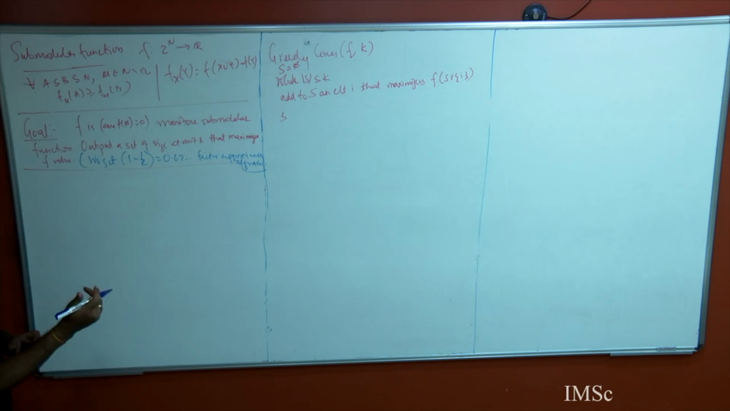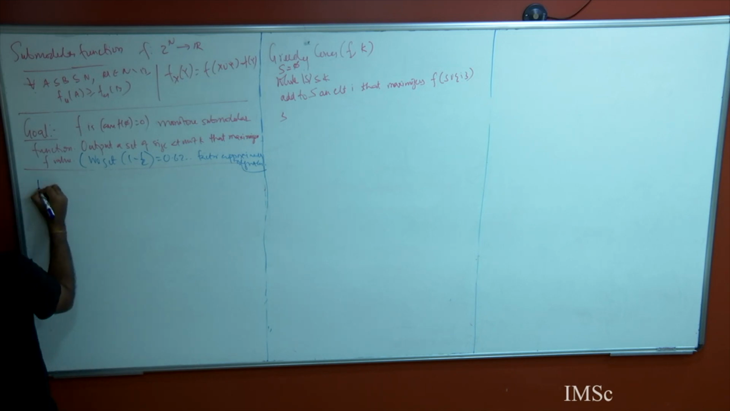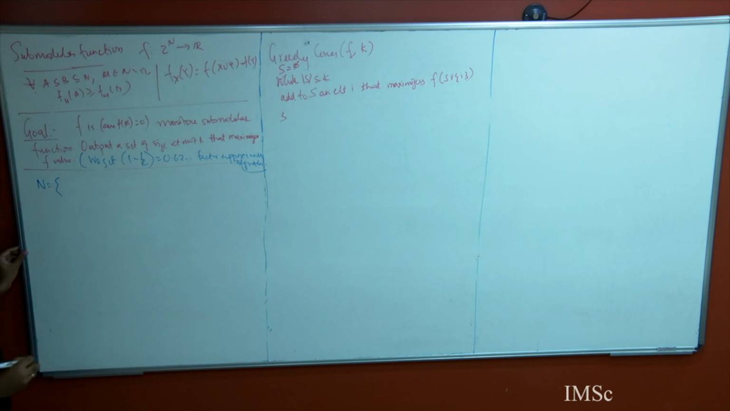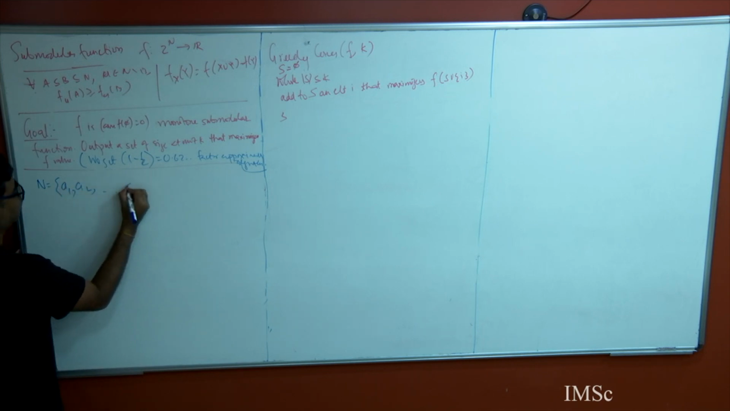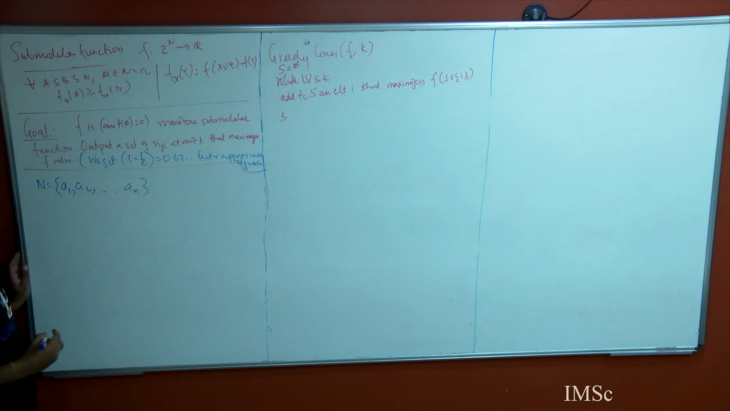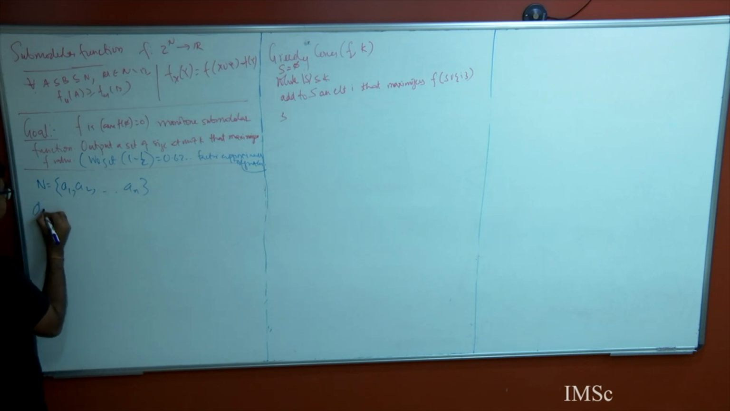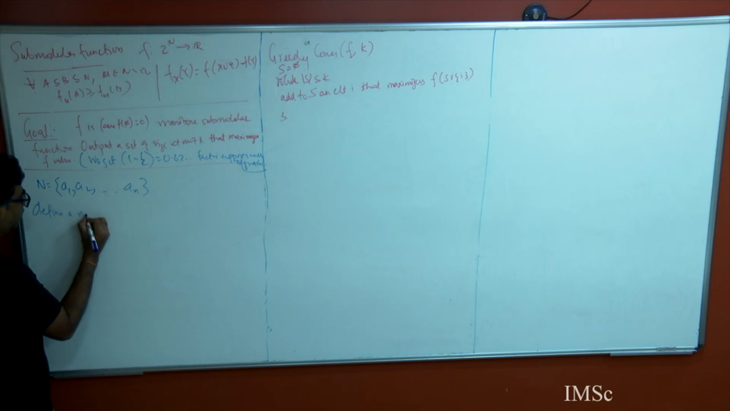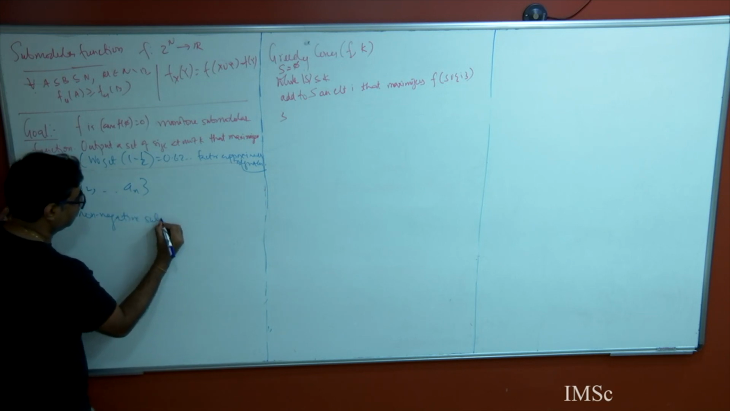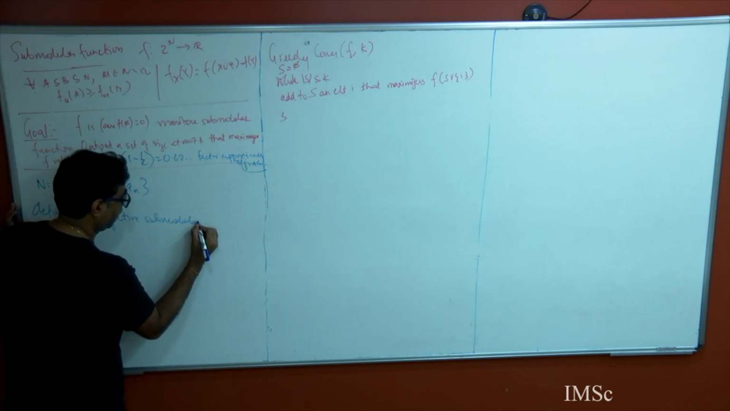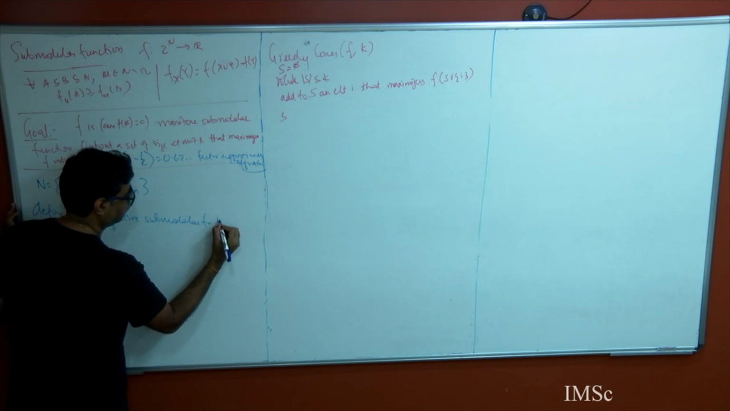Right, so let's consider the following example. N is my universe, with elements A1, A2, and so on. I will define a non-negative function, because this only works for non-negative functions. So define a non-negative submodular function as follows.